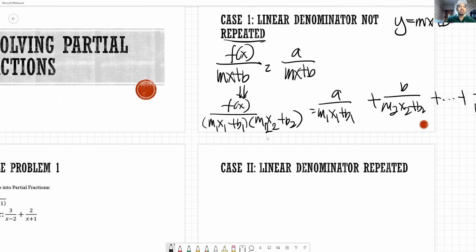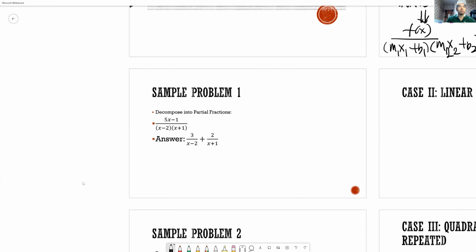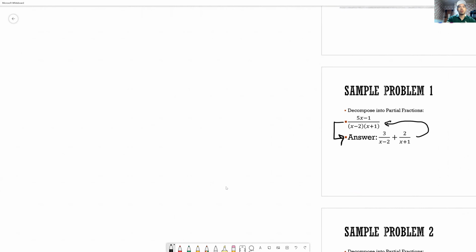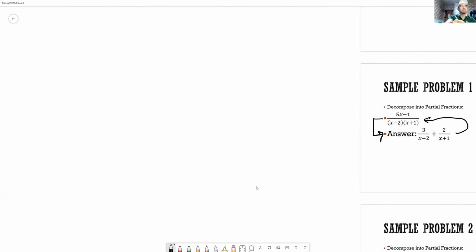Okay, let's have some sample problems. So we're asked to decompose this. So kanina ginawa natin ito, dinala natin doon. So ngayon ang gagawin natin, from this one, ibabalik natin siya doon. So paano natin siya gagawin? Okay, yan ngayon yung pinaka-topic natin dito. So we will decompose 5x minus 1 over x minus 2, x plus 1. Okay, so we have here 2 linear factors that are distinct. Therefore, this is an example of the first case, or case 1.